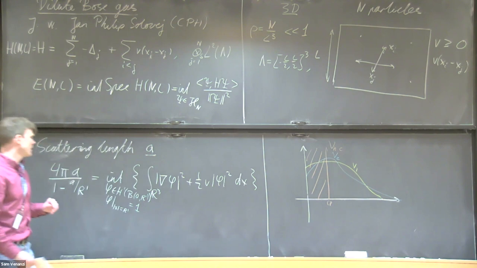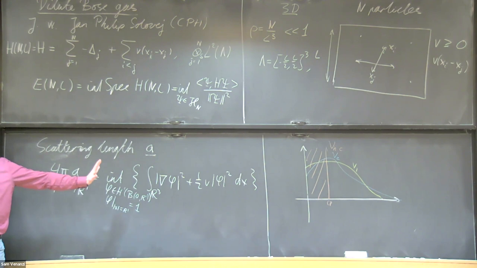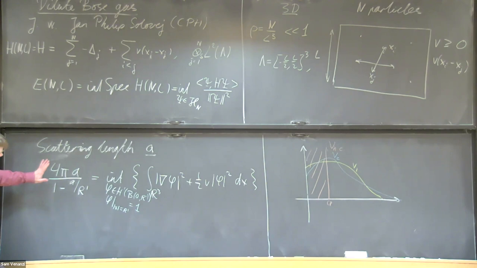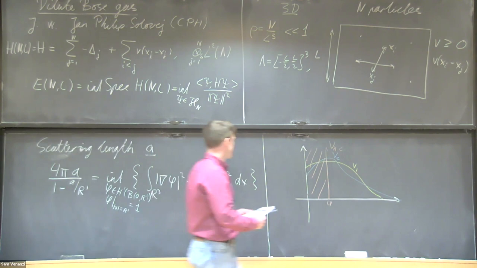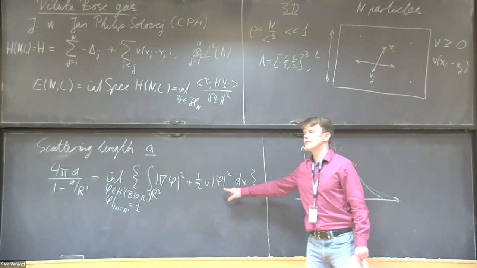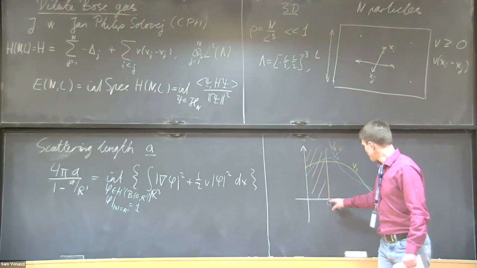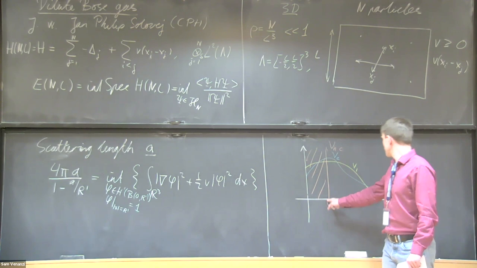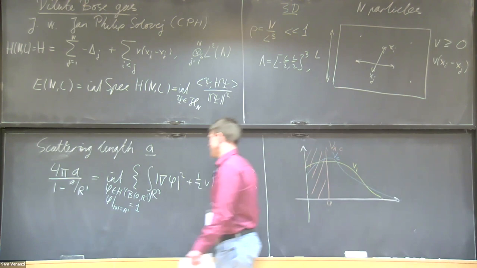This gives you the scattering length. What you should think about is, let's at least formally do the limit R prime to infinity. Then I'm thinking of functions which are 1 at infinity, and the denominator here has disappeared. There's just a 1. In particular, if you think about the hardcore potential, then in order not to have an infinite energy, you would need phi to be 0 at short distances. So you would want the function to go up from 0 and then up to 1 at infinity.